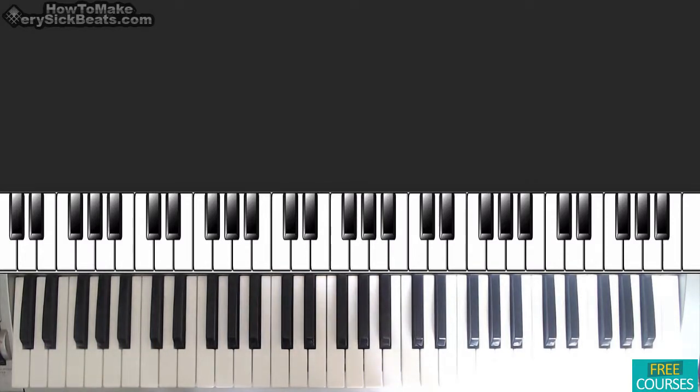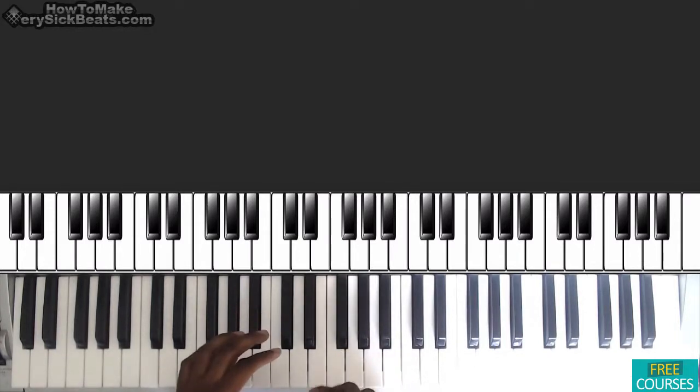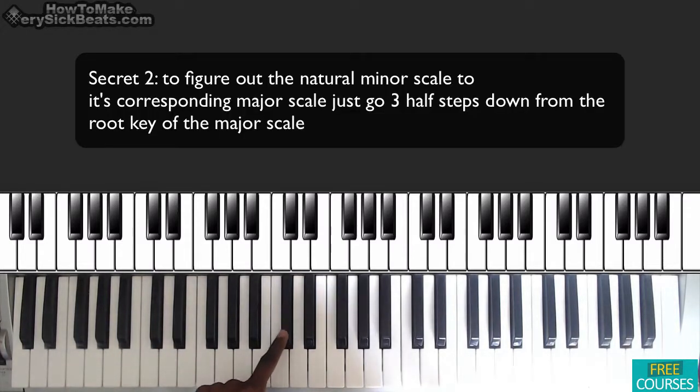Okay, so the second secret is, how do you figure that out? For each major scale, all you have to do is go down and count 3 half steps. Okay, so we're starting here, count down 3 half steps: 1, 2, 3. Once you get to that note, that's going to be your corresponding natural minor.